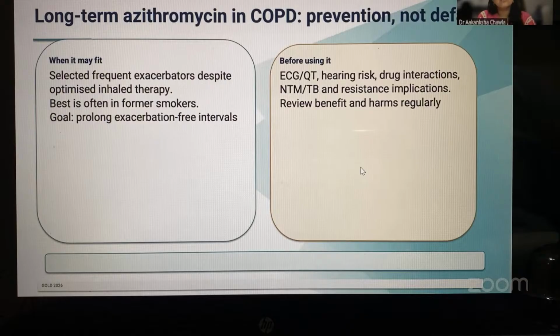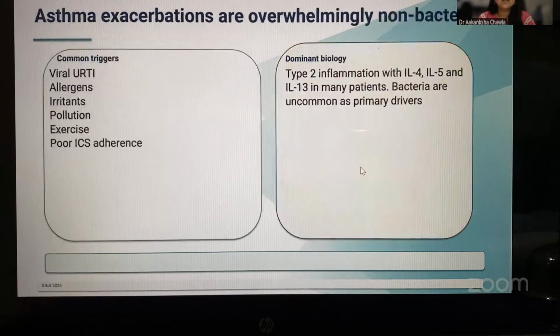But whenever you're starting this therapy, long-term azithromycin, you must check the patient's ECG, check for any QT prolongation, any hearing risk, any drugs that the patient is on, and any risk of NTM or TB. And always review if you have initiated this therapy. It can be given as a thrice weekly regimen for your COPD patient in a dose of 500 milligrams.